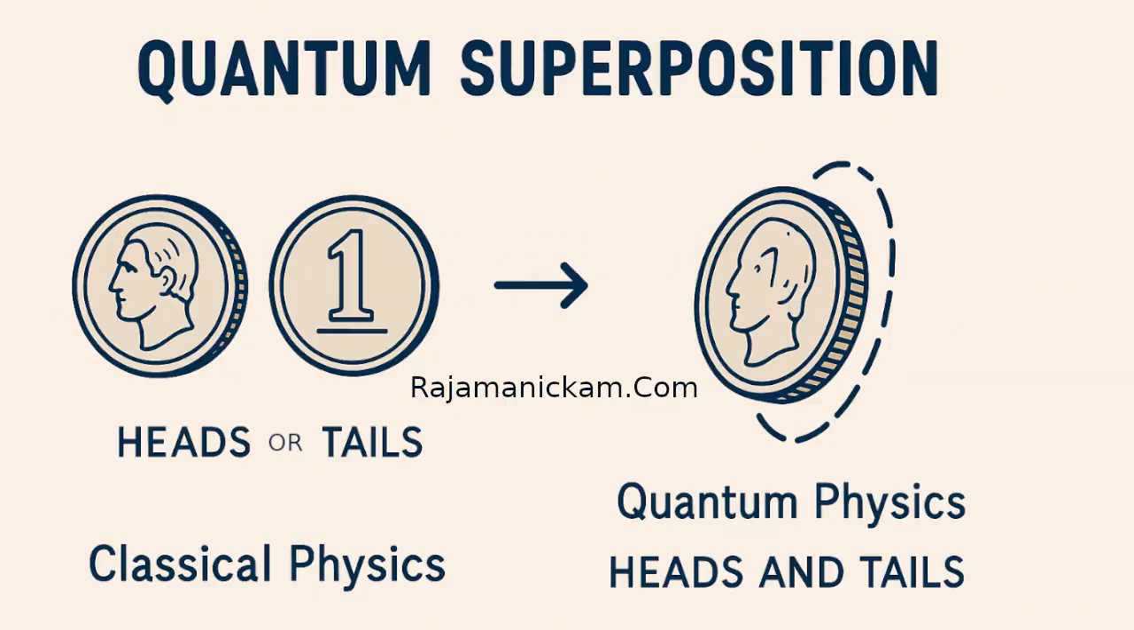Quantum superposition is the foundation of quantum computing. A regular computer uses bits, 0 or 1. A quantum computer uses qubits, which can be 0, 1 or both at the same time. This makes quantum computers super powerful for certain types of problems.